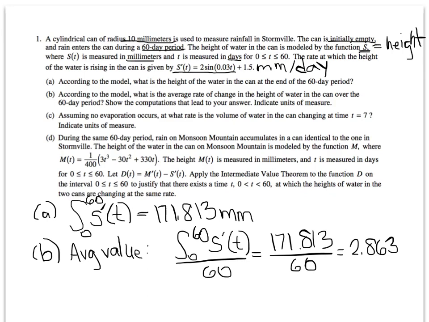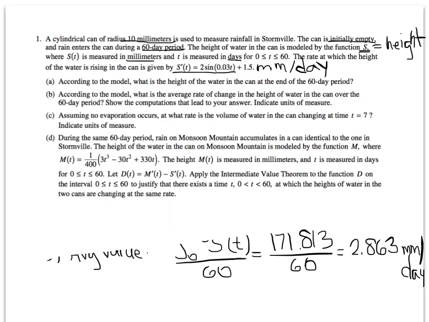Now, what does that mean? It's the average rate of change in height of water. So that means on average, my height of water is rising 2.863 millimeters per day. Okay, great. Now let's go on to part C. I need to give myself a little more space here, so I'm going to erase the current work, okay?